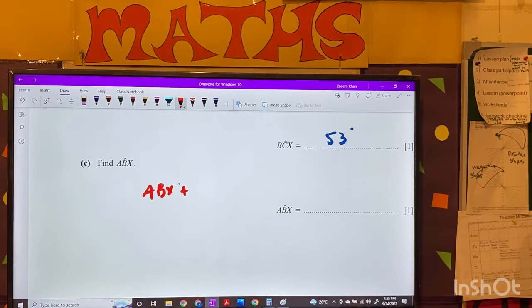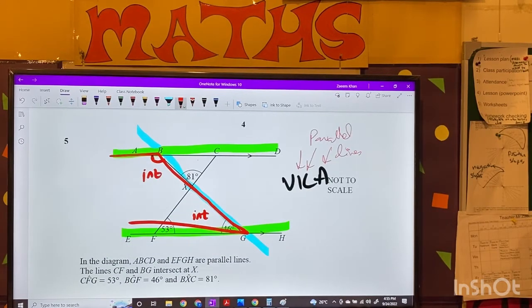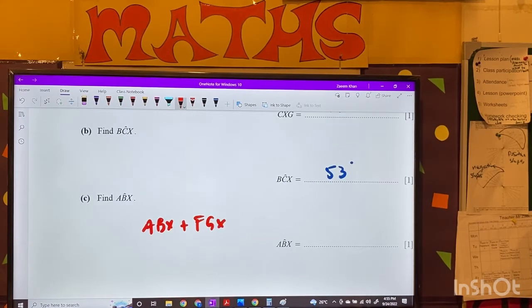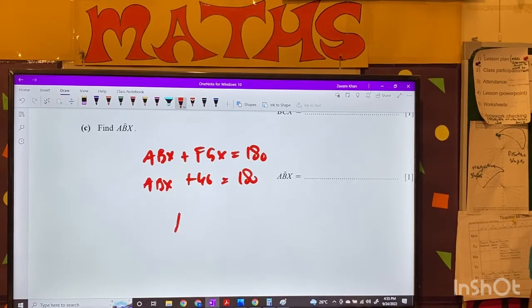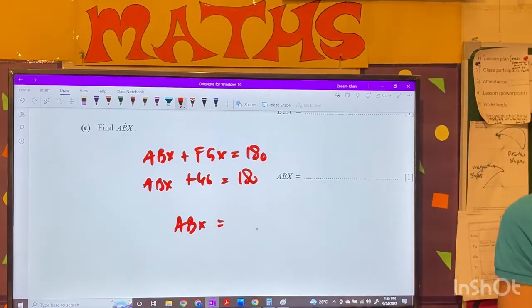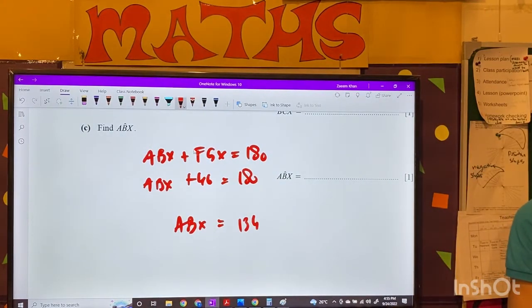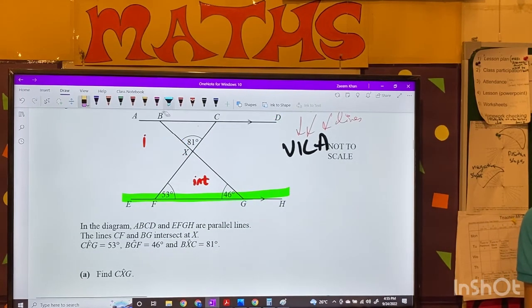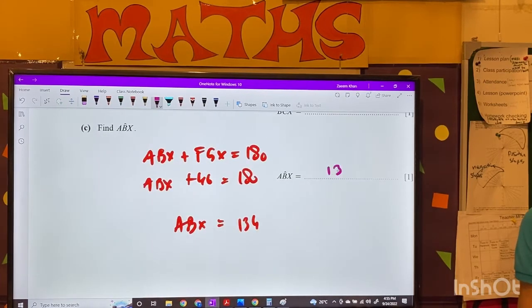So angle ABX plus what's the other angle? 46. उसको हम नाम क्या था उसका? F, let's call it FGX, right? That adds up to 180. इसमें से हमें ये पता है कि 46 है. Sir, don't they add up to 80? They add up to 180. They're supplementary. So ABX was going to be 180 minus 46, which gives us 134. और आप वो देखो भी सही तो आपको यहाँ से नजर आएगा कि it's an obtuse angle. The obtuse angle is supposed to be more than 90. 134.